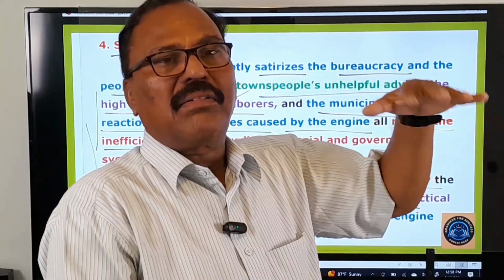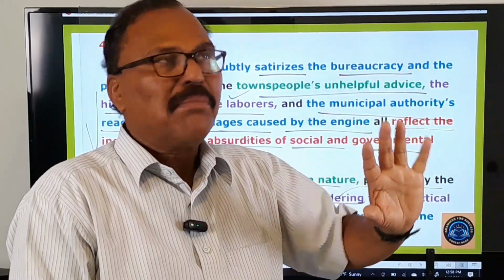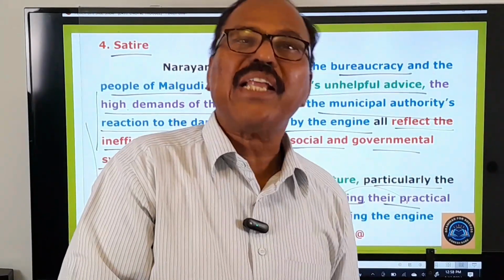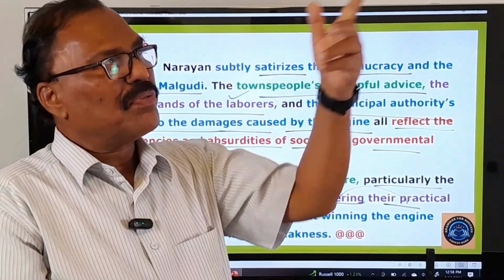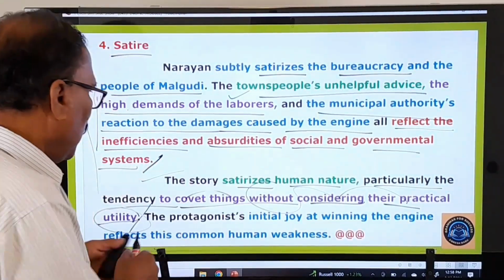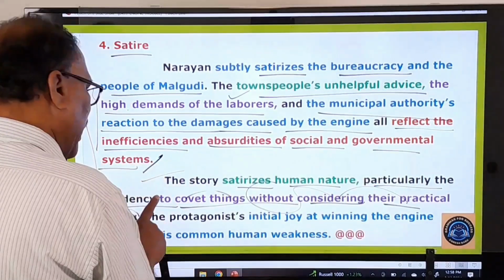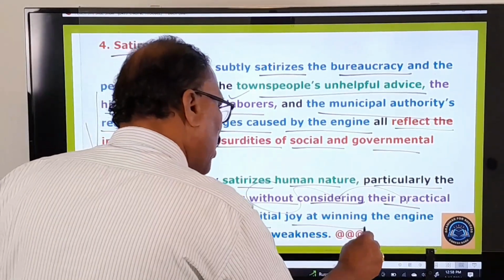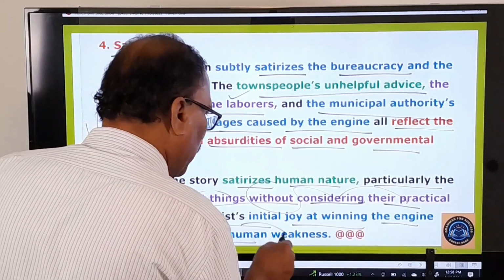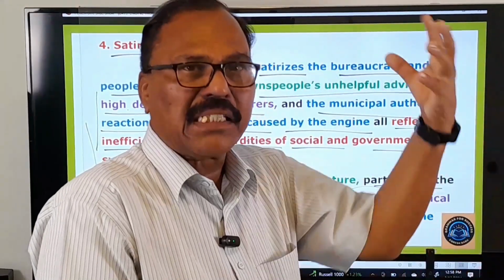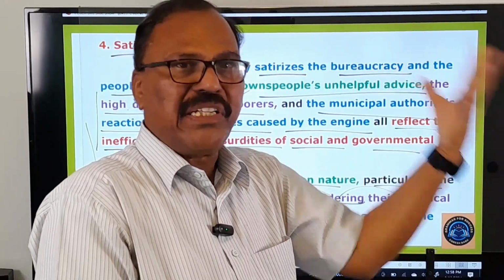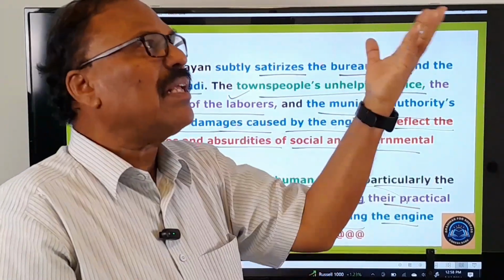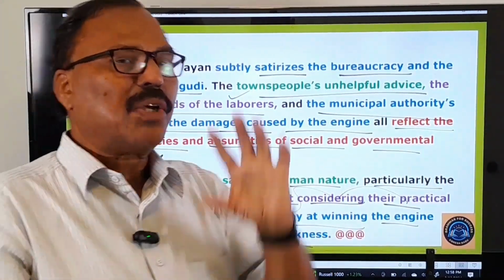The protagonist knows only that he has won a lottery. He has won a prize, but he has not thought about its utility, its usefulness, how far it will be useful to him. So here, the story satirizes human nature, particularly the tendency of people to covet things without considering their practical utility. The protagonist's initial joy at winning the engine reflects this common human weakness. So this protagonist accepts this prize, which he wins in a lottery, but he doesn't think of its usefulness to him. And this indicates human nature.